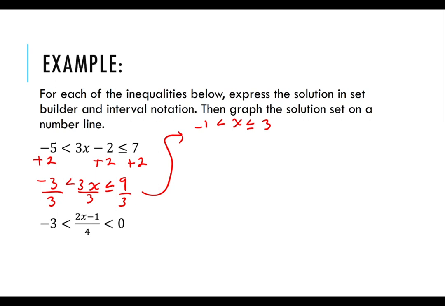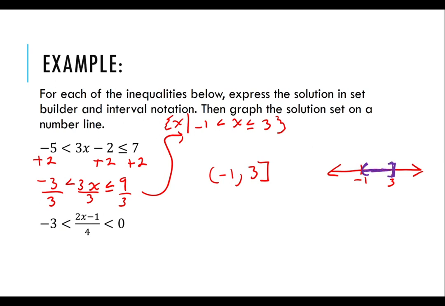Then we could make this set builder notation very quickly. That is the set of x's such that negative 1 is less than x is less than or equal to 3. Then for interval notation, that is parentheses on negative 1 up to 3 with a bracket. Then for the graph, it'll match up with our interval notation from negative 1 to 3. That's going to be a parentheses on negative 1, a bracket on 3, and everything in between.